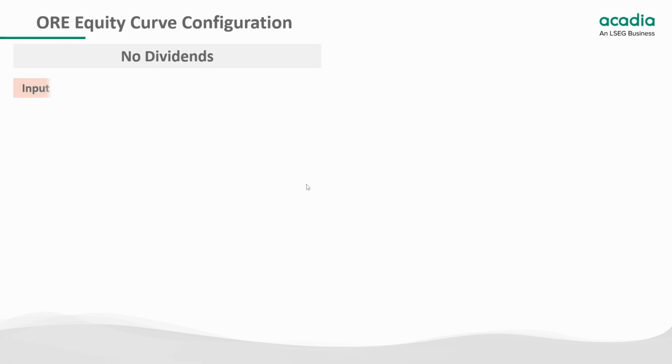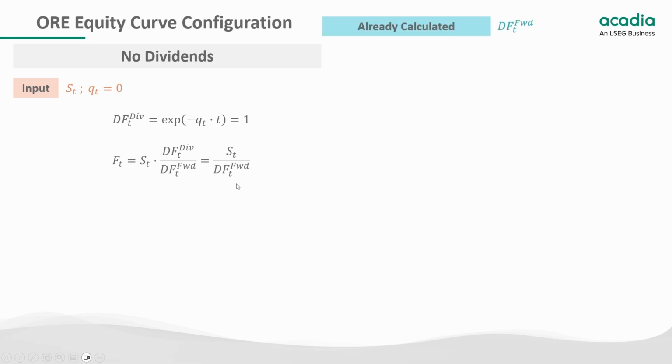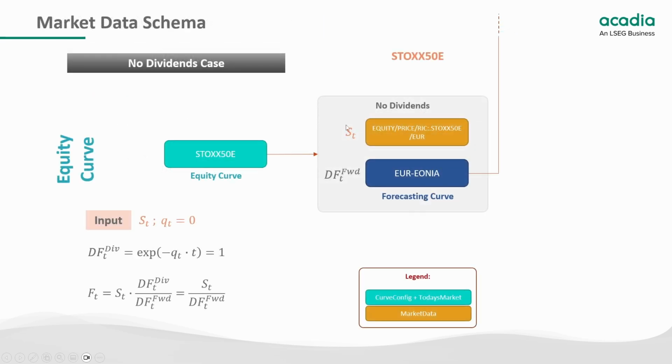So now let's look at the first type of equity curve, the simplest type, the no dividend type. This one assumes that the stock doesn't pay any dividend, which means that our little q_t in our Black-Scholes equation is equal to 0. So evidently, the dividend discount factor is equal to 1, and our equity forward price F_t is simply equal to the spot price divided by the forward discount factor, which, as a reminder, has already been calculated before. And for this one, all you need to provide in terms of equity market data is the equity spot. Everything else is known.